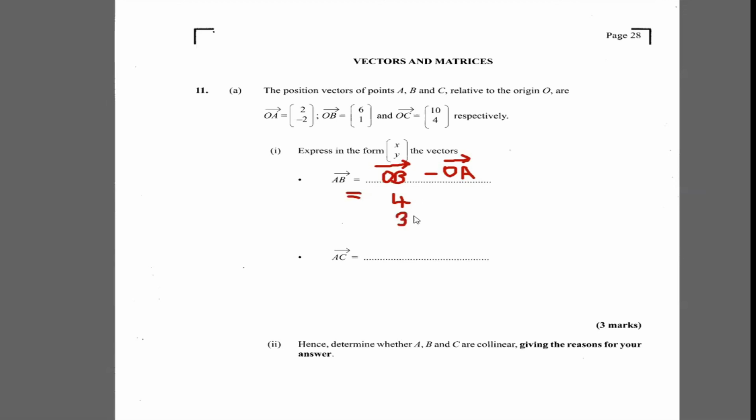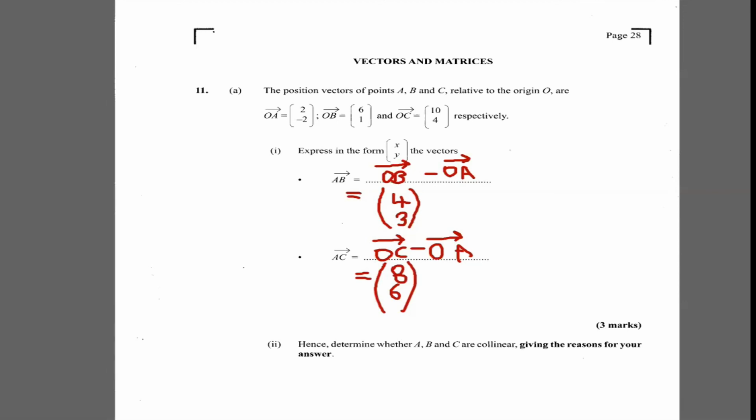So that's vector AB. Now it wants vector AC. Vector AC is vector OC minus vector OA. So vector AC is 10 minus 2, which is 8, and then 4 minus minus 2, which is 6. So that's vector AC: 8, 6.